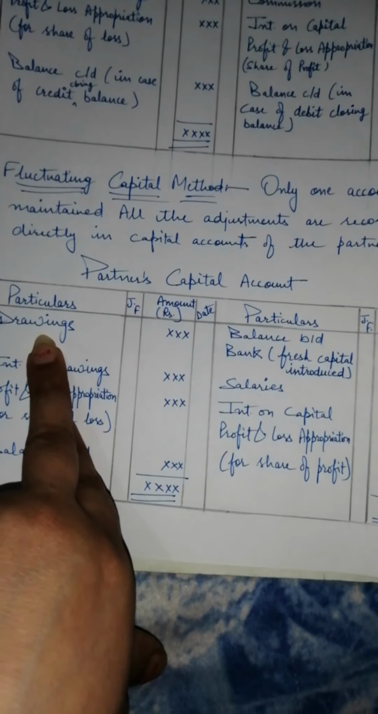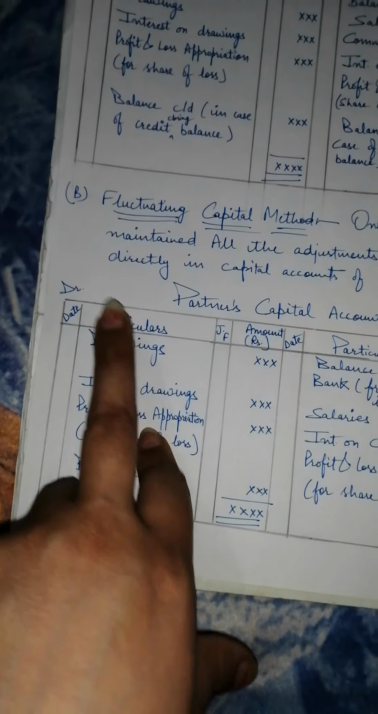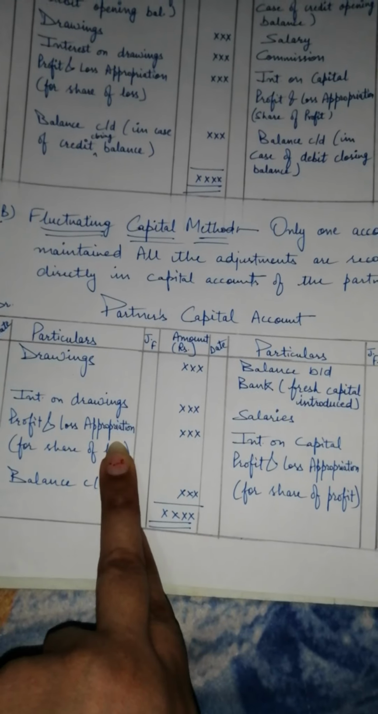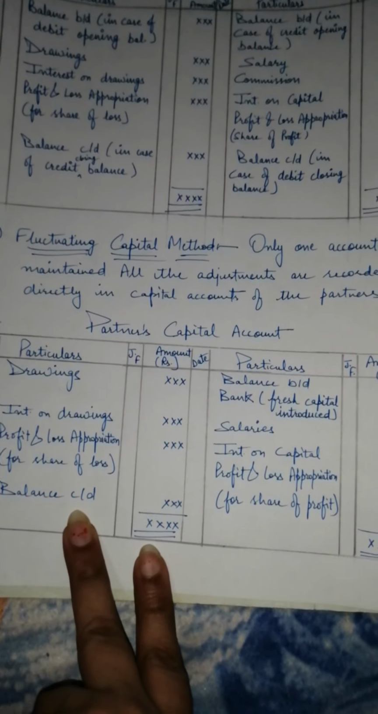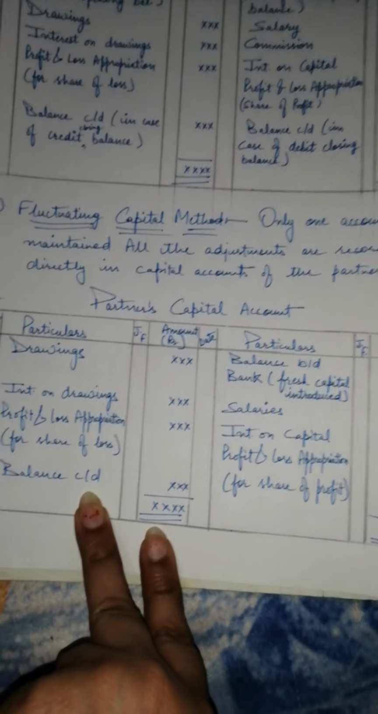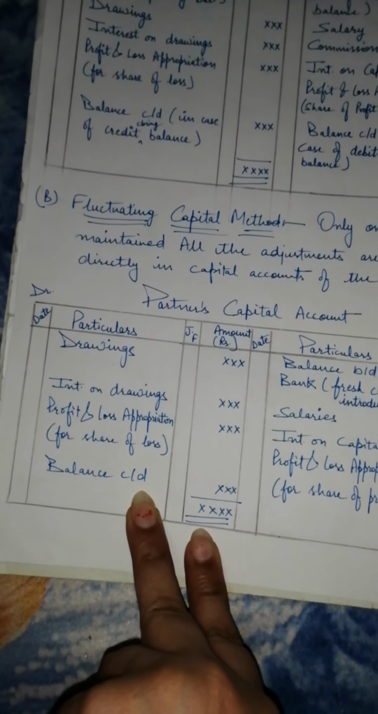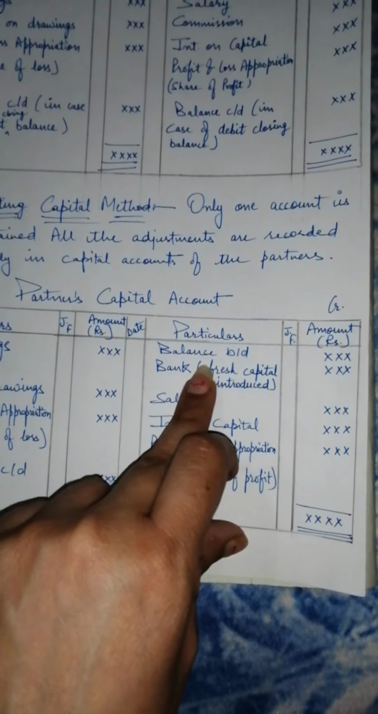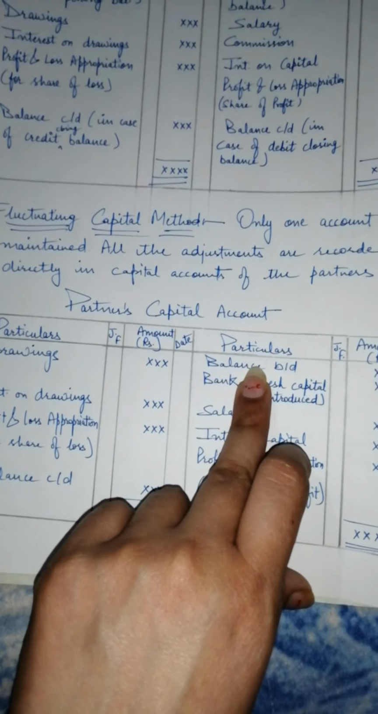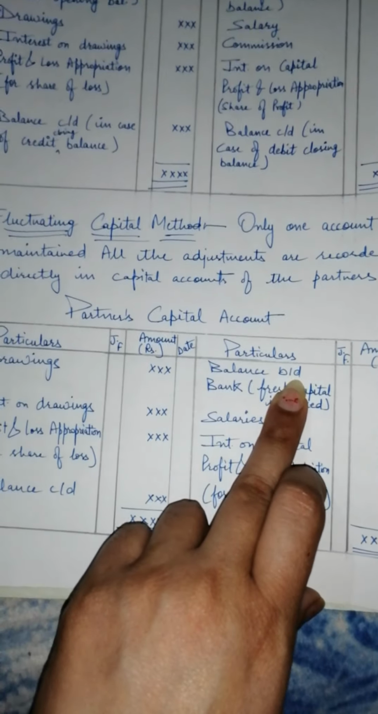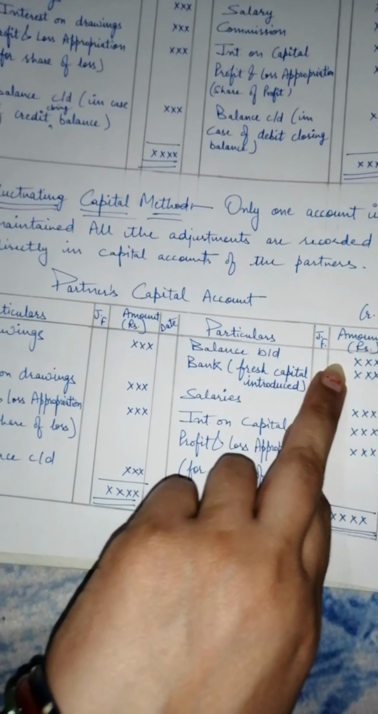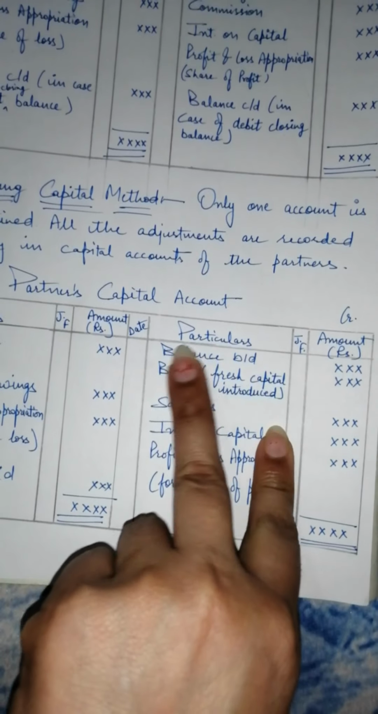If there is any drawing, we will show it here on the debit side. Interest on drawings, same, debit side. Profit and loss appropriation, debit side. Balance, if there is a debit balance, we will show it here. Here we will add the balance which is to be brought by the partner. It is written here.